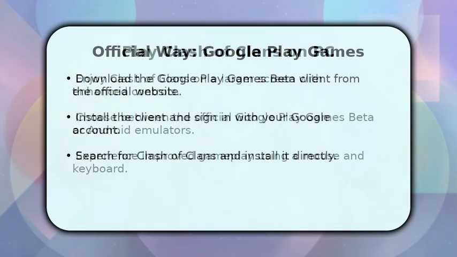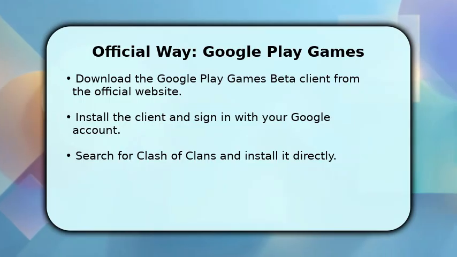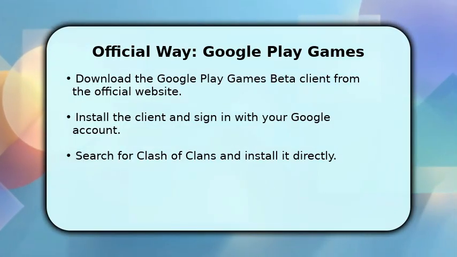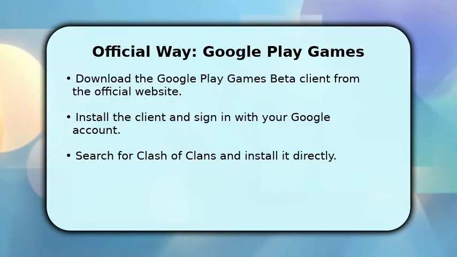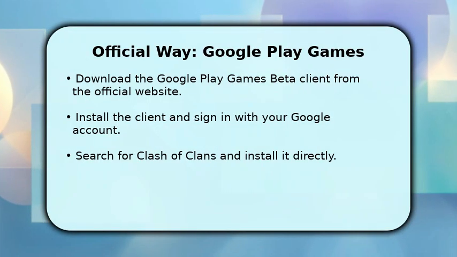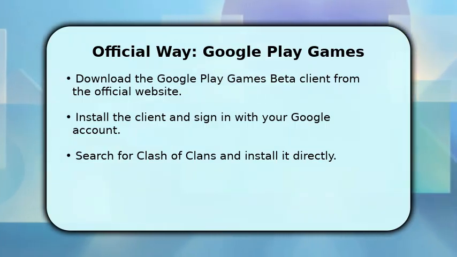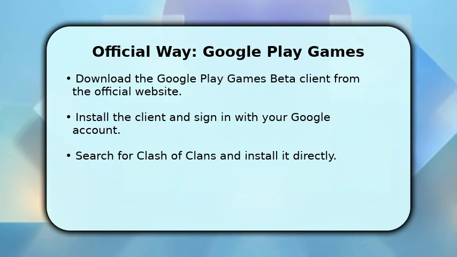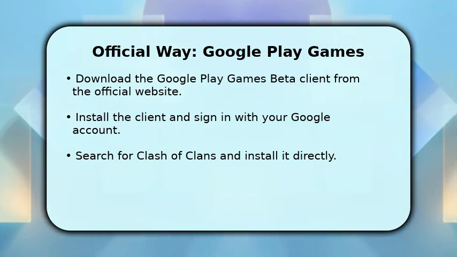desktop. The most straightforward and official method is using Google Play Games Beta. First, visit the official Google Play Games website and download the beta client. After installation, sign in with your Google account, then search for Clash of Clans within the client. Install the game, and once launched, simply log in with your Supercell ID to sync all your progress from your mobile device. This ensures a secure and optimized gaming experience.